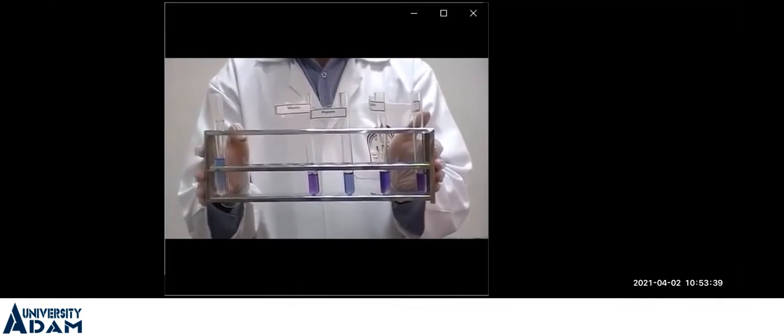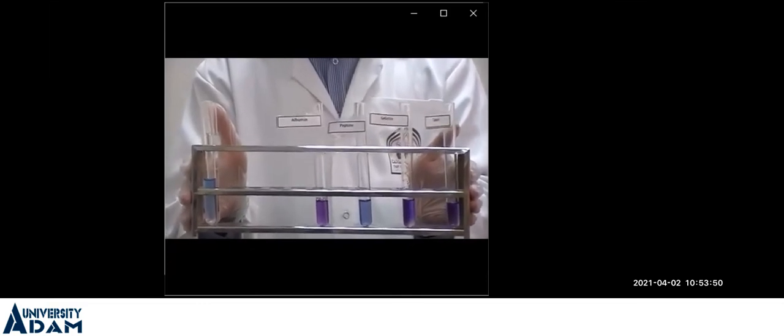The four on the left-hand side, to my side, are violet, which are proteins. The one without any label is blue, which is amino acid. So now we can differentiate between any proteins and any amino acid. And thank you.